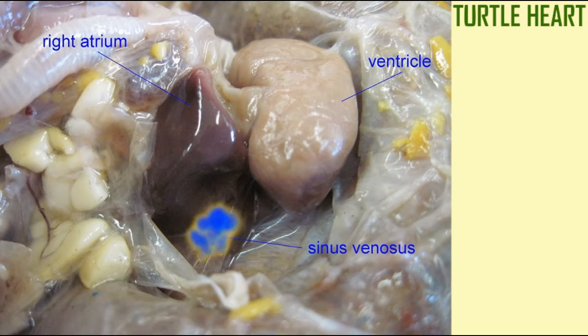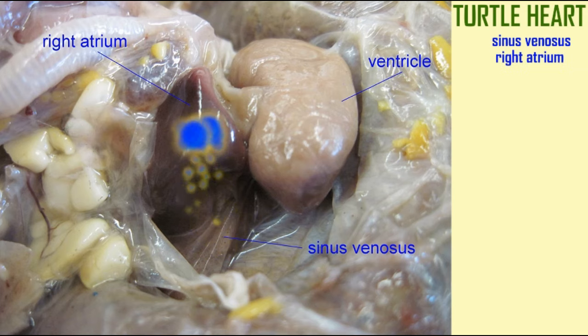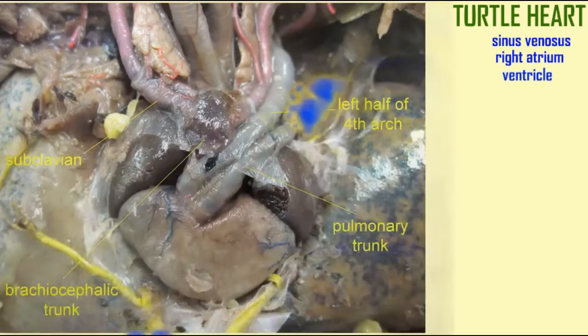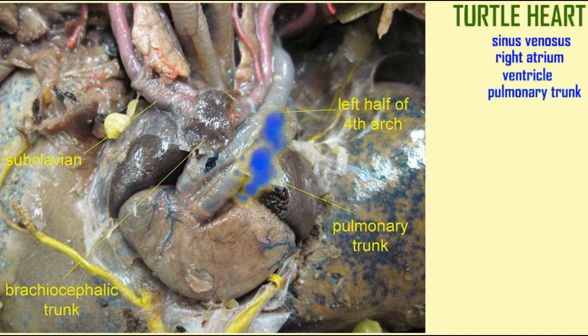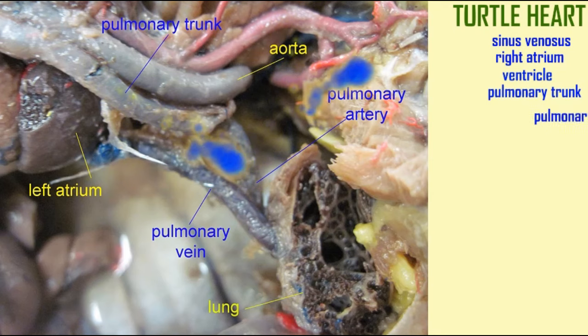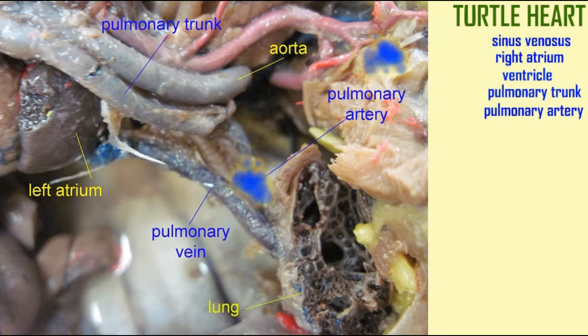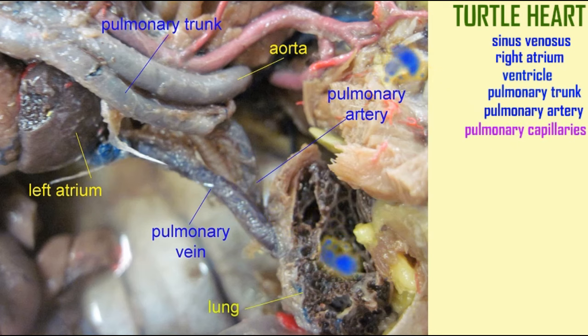Here is the same route through the heart using closer images. The sinus venosus is the thin-walled chamber that receives deoxygenated blood that empties into the right atrium. The single ventricle shunts much of the deoxygenated blood into a common pulmonary artery or pulmonary trunk, into the left and right pulmonary arteries, which then travel to the lungs, so that gas exchange can occur in the pulmonary capillaries.